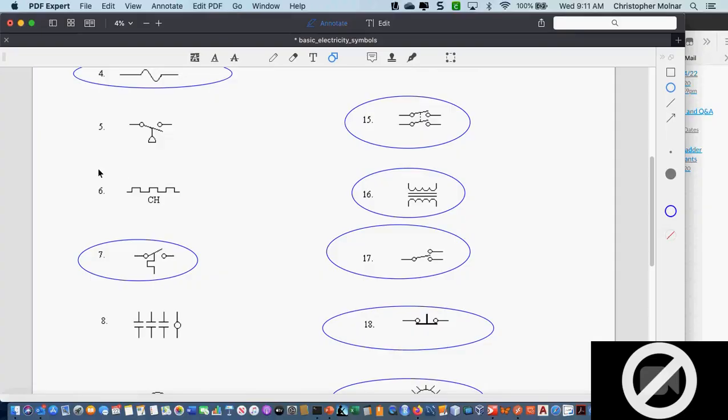Okay. What about number 6? Coil. Number 6. What was that? You said coil? Is it a crankcase heater? Yeah, it's a heater. It's a crankcase heater.